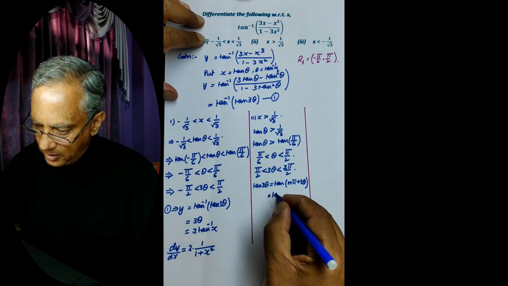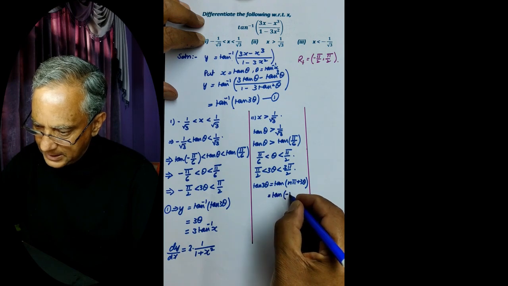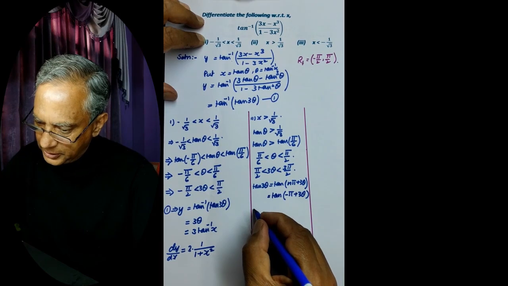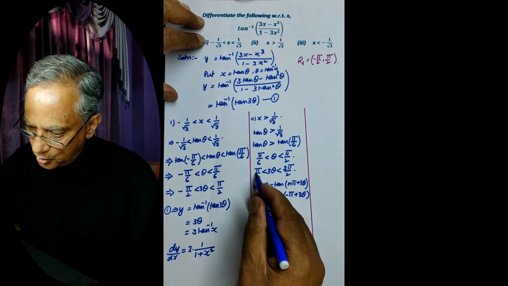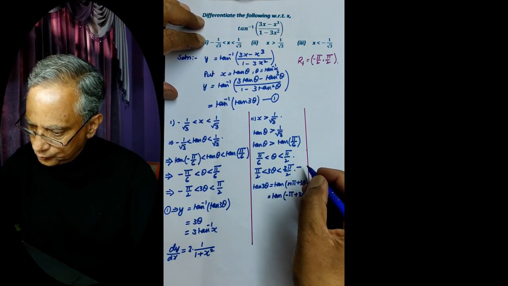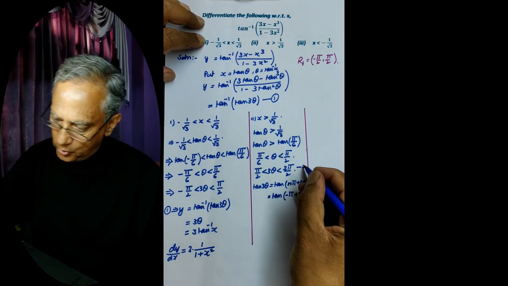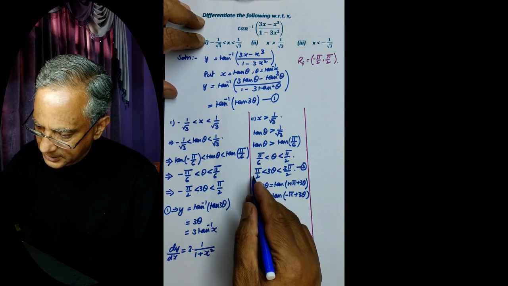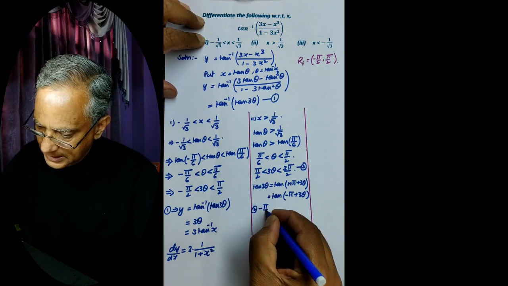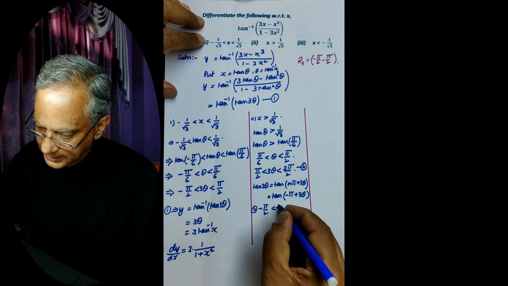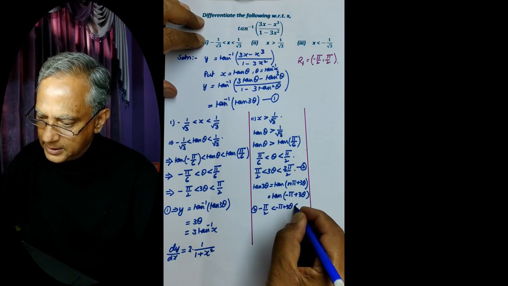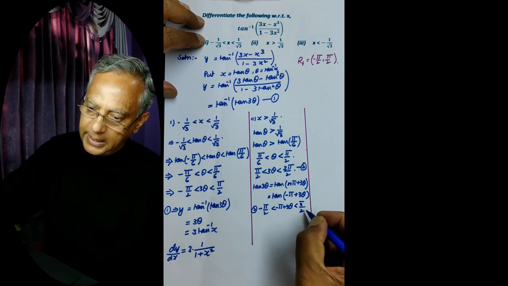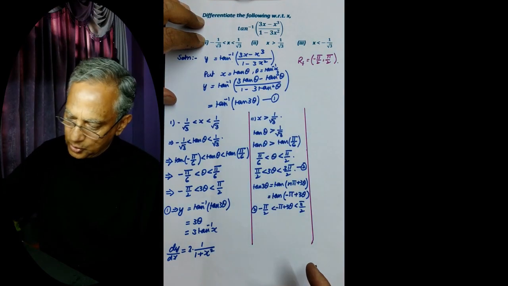This will be tan of minus pi plus 3 theta. Now add minus pi. If I add minus pi, this will be minus pi by 2 is less than minus pi plus 3 theta, and this will be less than minus pi plus 3 pi by 2, which is pi by 2. And this belongs to the range of this function.